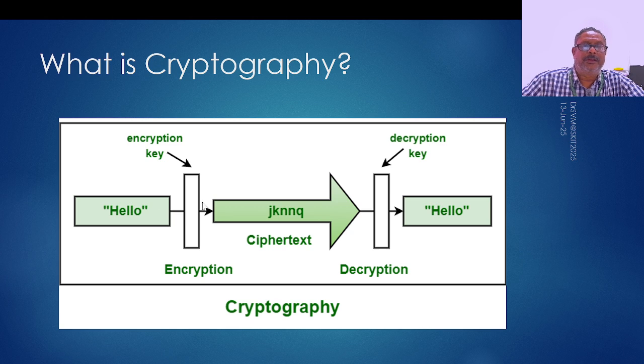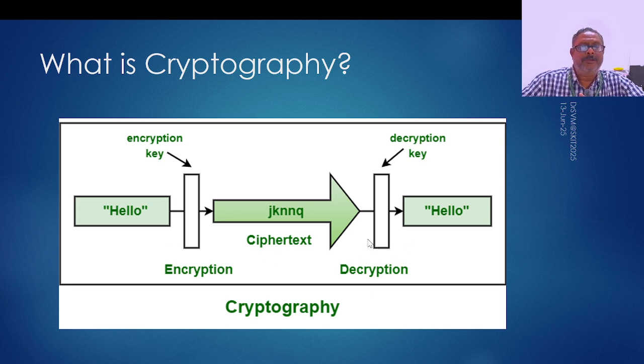So that's the logic of cryptography. There is one process called encryption at the beginning, and another process called decryption at the end. For encryption, we require one key, the encryption key. For decryption, we require one key, which we call the decryption key. And these two can be the same or can be different.